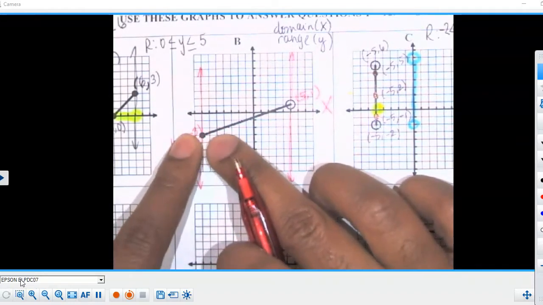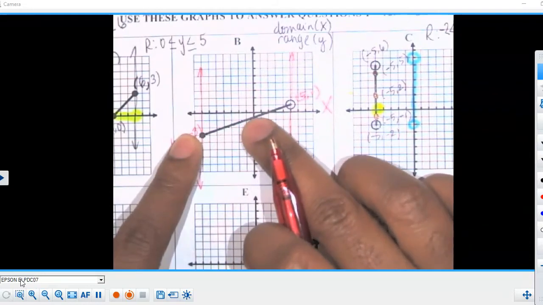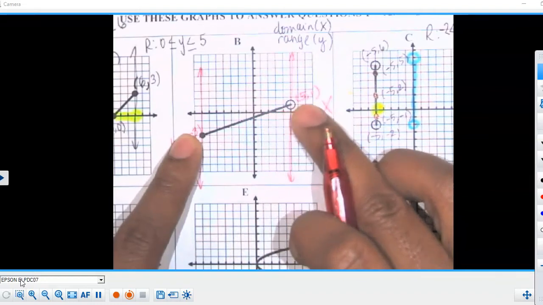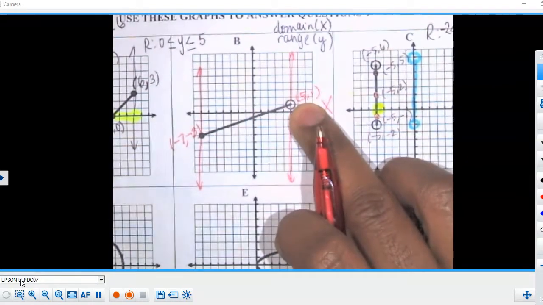Then there's all these other numbers for x. -2, -2.5, 1.5, 1.6, 2.4. See? But then right here, and then the x ends at 5.